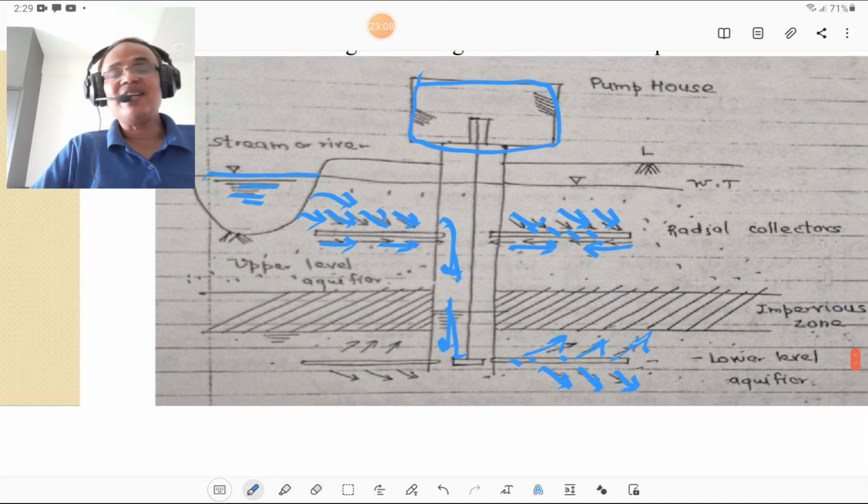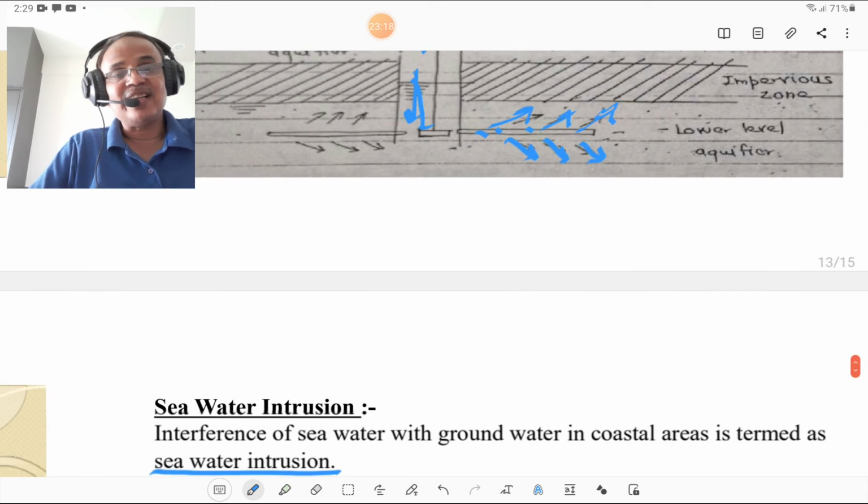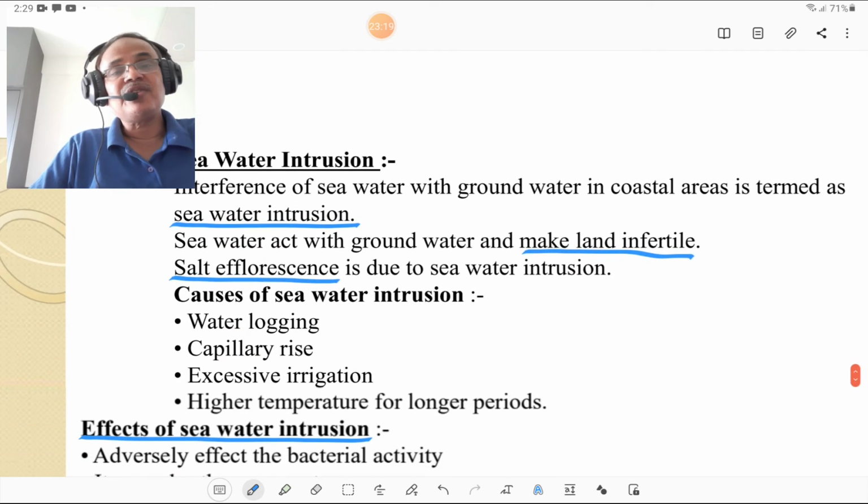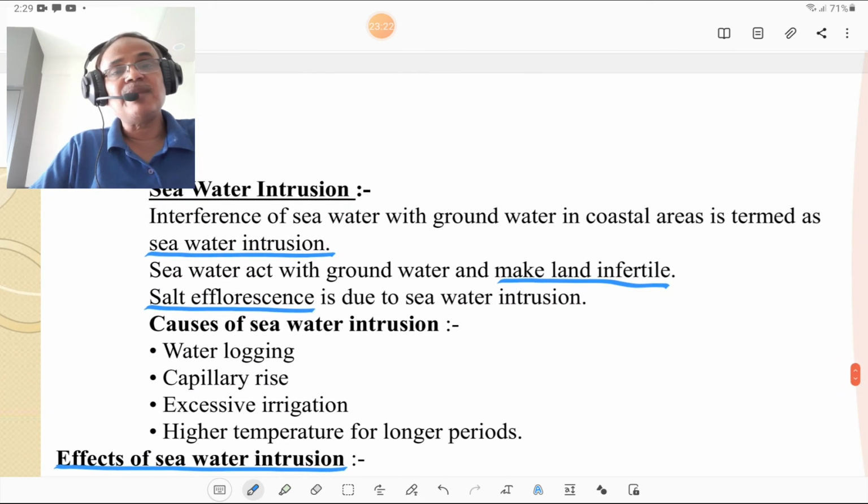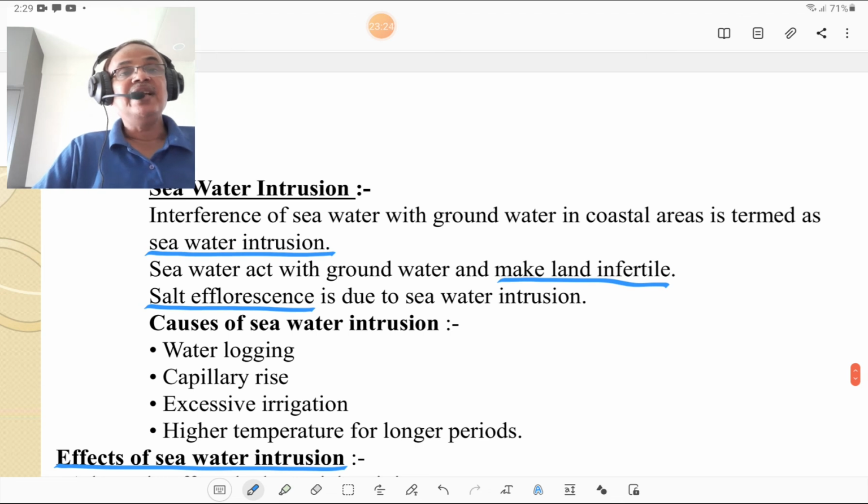It is nothing but the collection of water from the upper level aquifer and transmitting it to the lower level aquifer through the system of radial collectors. That is important. Then we will discuss seawater intrusion, sometimes asked in examination. It is the interference of seawater with groundwater in coastal areas, termed seawater intrusion. Seawater reacts with the groundwater and makes the land infertile. Salt efflorescence is due to seawater intrusion.